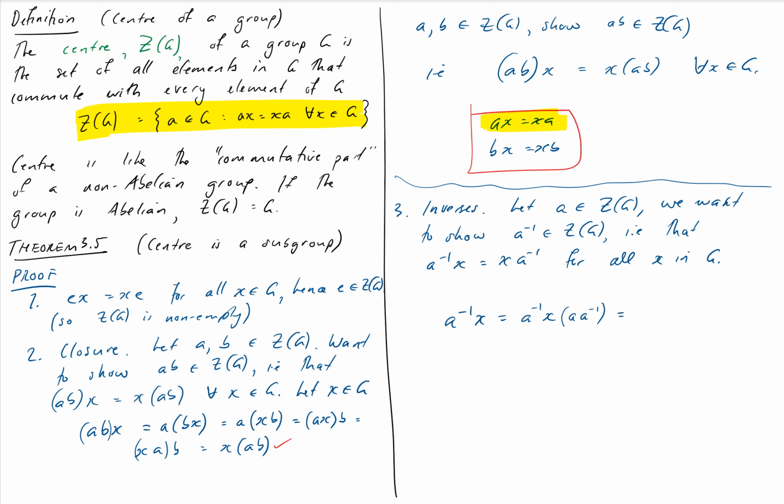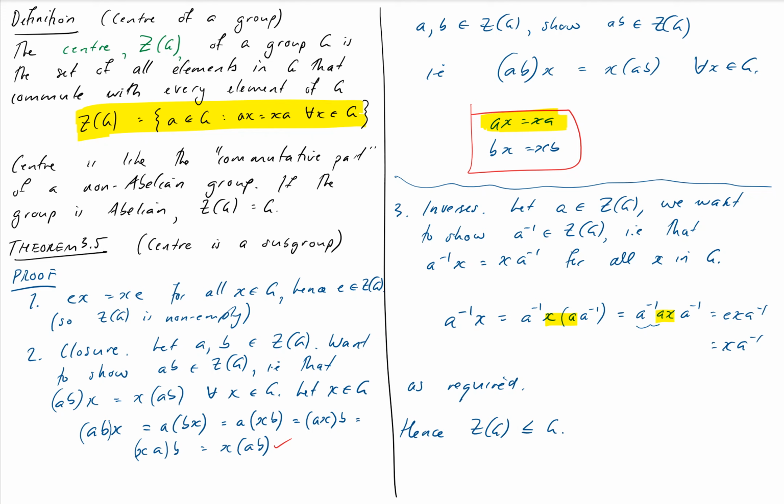Okay, and that equals, I'm going to stop using parentheses now because it's clear enough what's going on. That's going to be equal to A inverse AX times A inverse. So I've taken the XA and I've turned it into an AX. And now I've got the identity sitting here. So that equals EXA inverse, which equals XA inverse as required. Okay, so I've satisfied all the conditions that I need to for the two-step subgroup test, which means that my center is indeed a subgroup of my group.